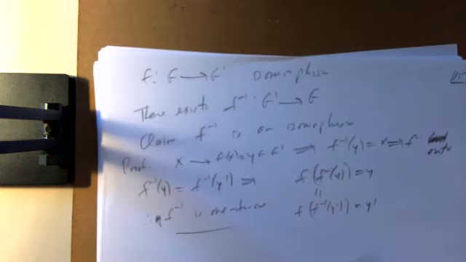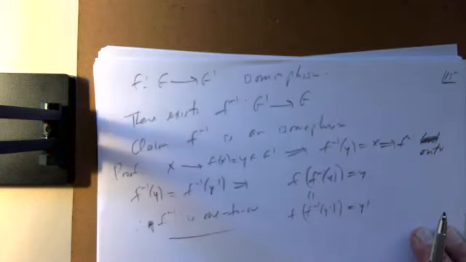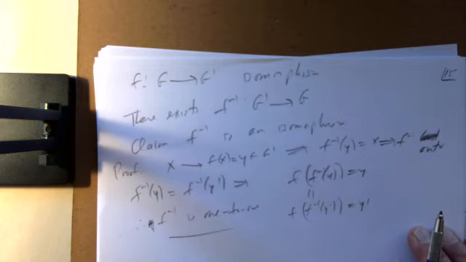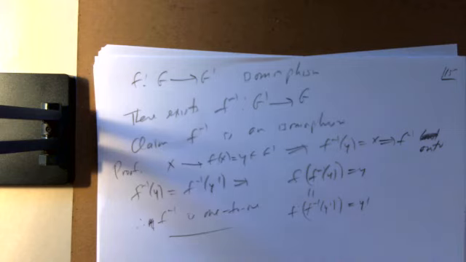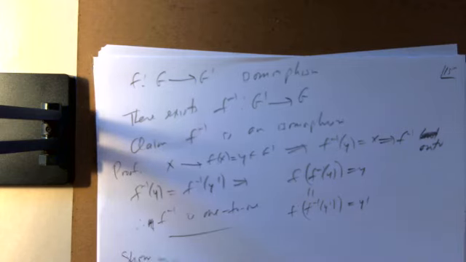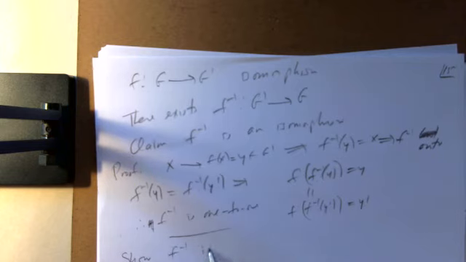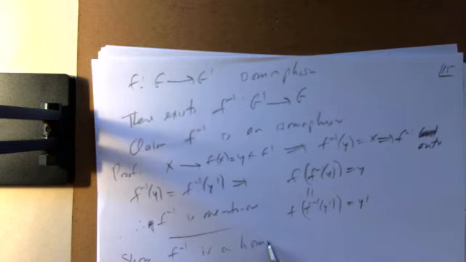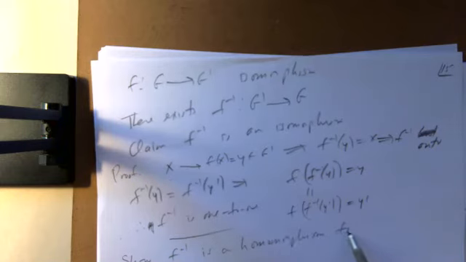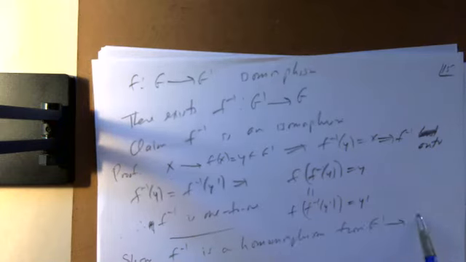Again, it's easy for me to say this and write it down, and it's 100% correct. But it really takes a lot of time at home thinking about this to make you understand the argument precisely. The more interesting part is to show that f inverse is a homomorphism from G prime to G.